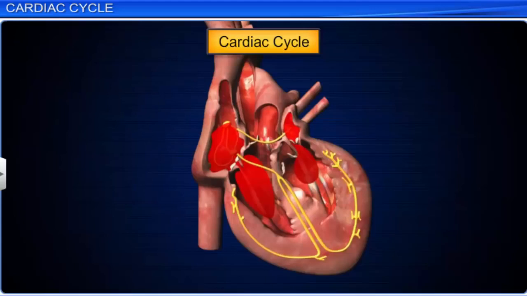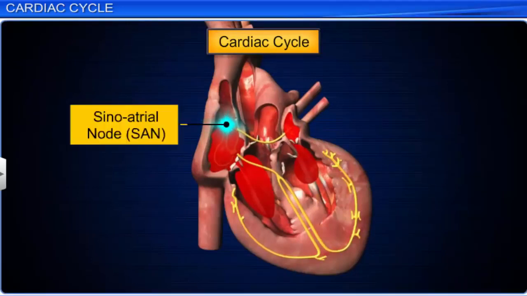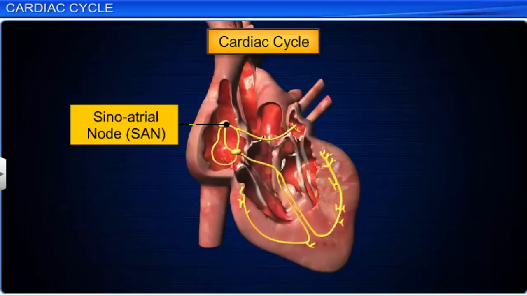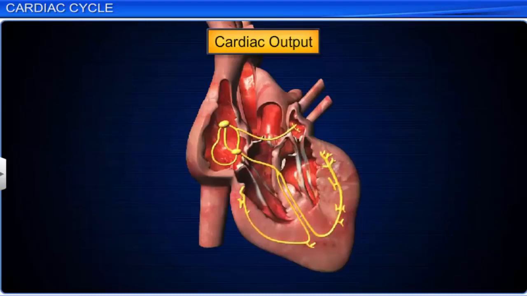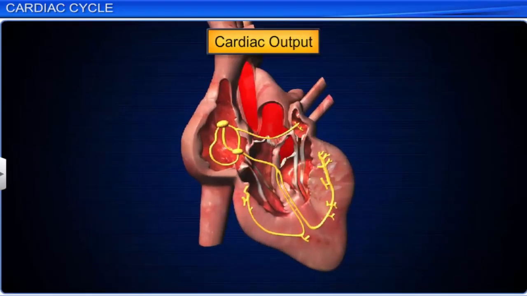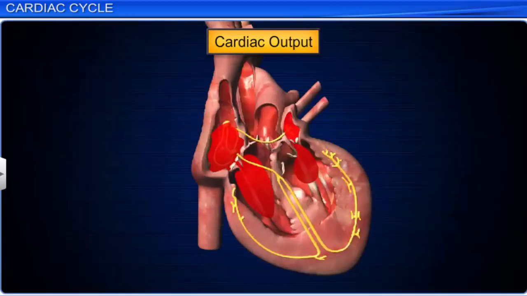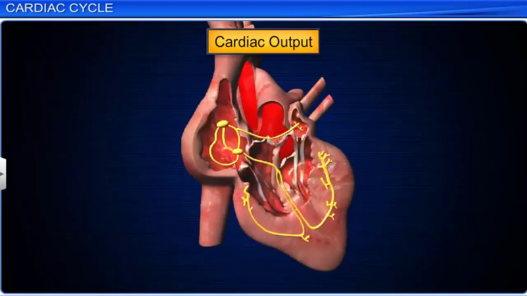Now the four chambers are once again in a relaxed state, or joint diastole. This sequence of events is repeated again as the SAN generates another action potential, resulting in the cardiac cycle. Cardiac output, or efficiency of the heart, is calculated using the volume of blood pumped by each ventricle per minute. Normally, each ventricle can pump around 70 milliliters of blood per minute, which is also called the stroke volume.